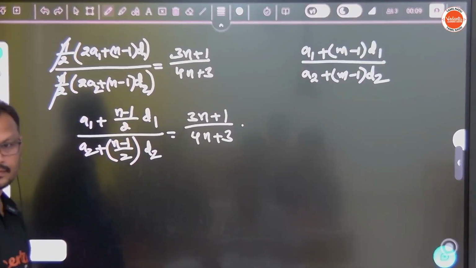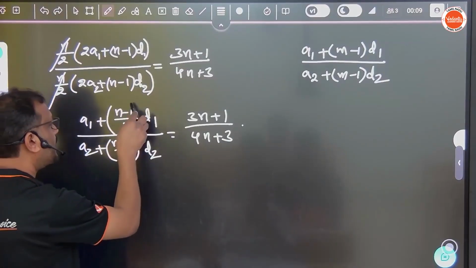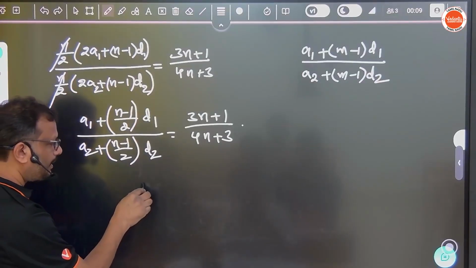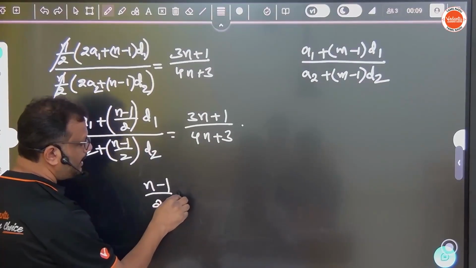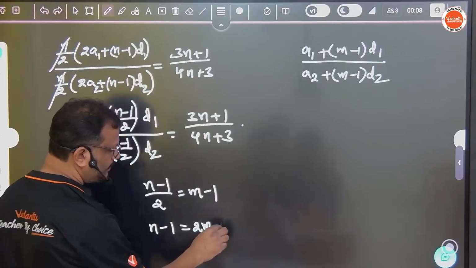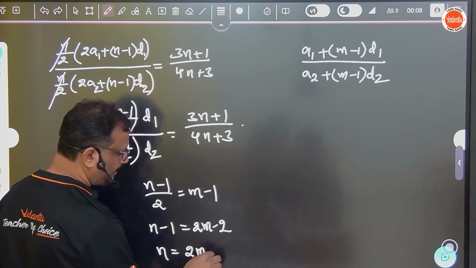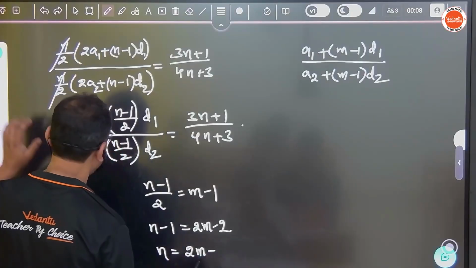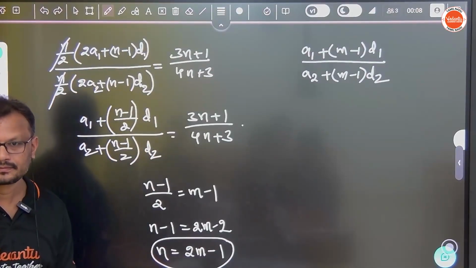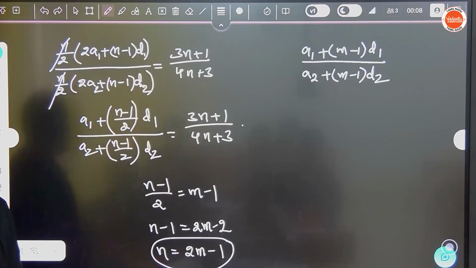But now how will we compare that? In place of n minus 1 by 2, I need m minus 1. So I will substitute n minus 1 by 2 as m minus 1. So what will n minus 1 be? 2m minus 2. So n equals 2m minus 1. Replace this value in place of n in both of them. That is, n equals 2m minus 1.